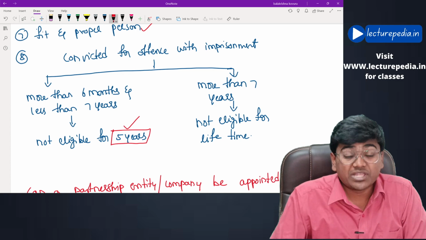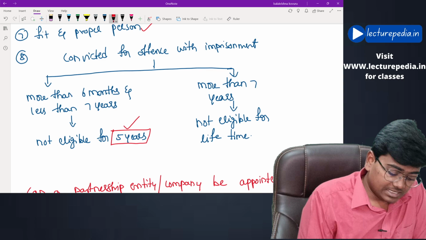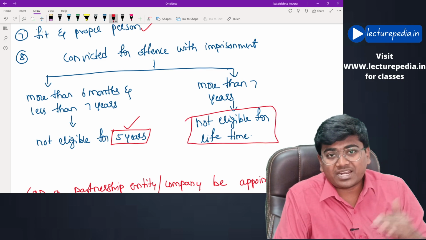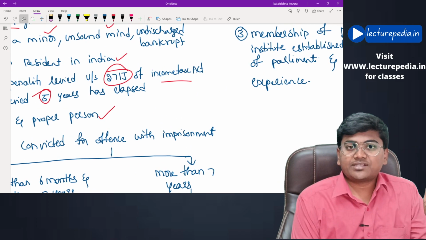Hope this is clear. In case the imprisonment awarded is more than 7 years, in that case he is not eligible to act as a registered valuer for lifetime. Hope this is clear. These are the pre-registration conditions.